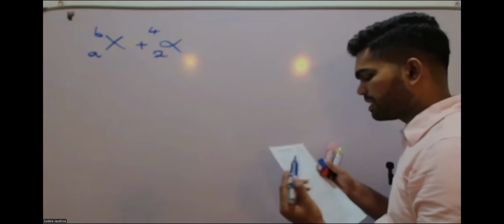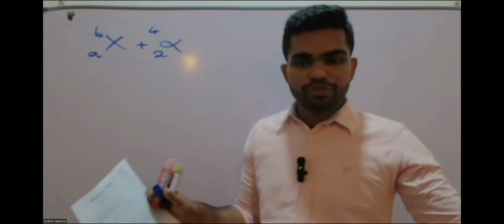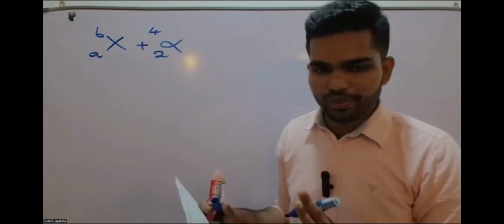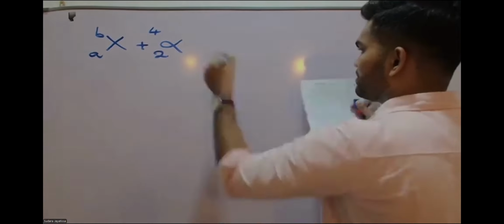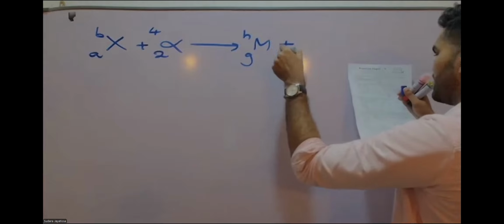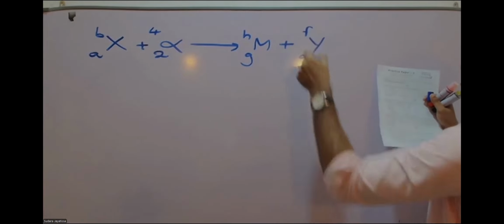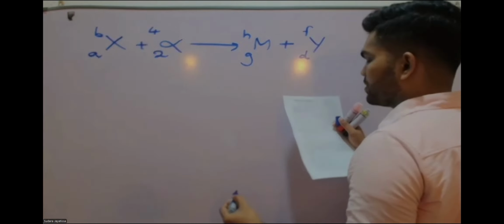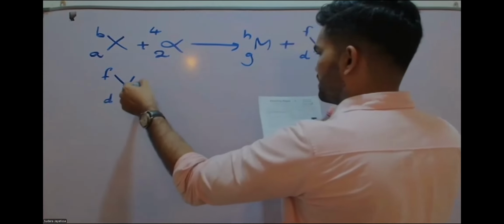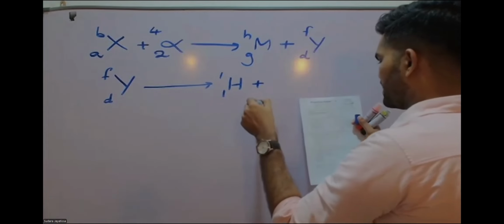If you are not familiar with the proton number and nucleon number, if you have forgotten that theory, you can refer to our last week's recordings also. There you have a nice explanation of everything. So it's going to give you a particle and another particle. Then this second particle gives you H(1,1) and a beta particle.